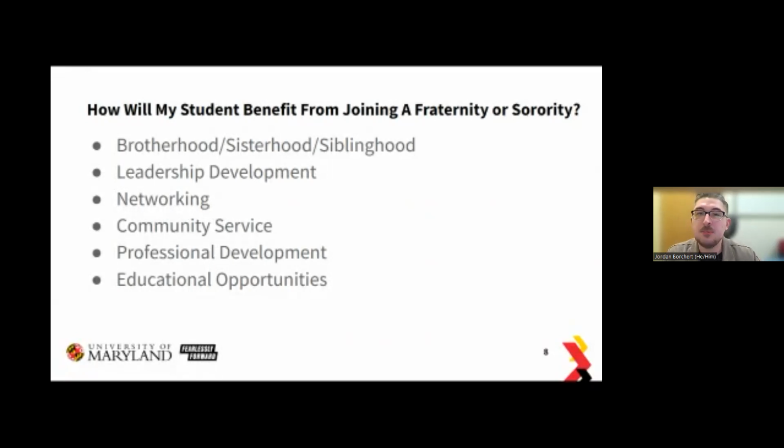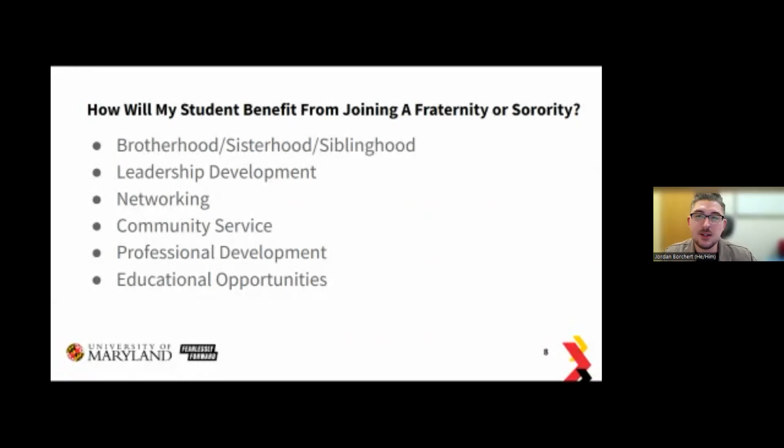So we talked about some of the hesitations you might have around fraternity and sorority life and hazing, but we also want to share that there are so many benefits to joining a sorority or a fraternity, especially at the University of Maryland. These are just some of the values someone can receive. Why should someone join a fraternity or sorority?